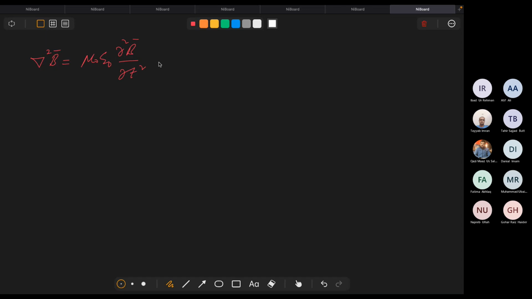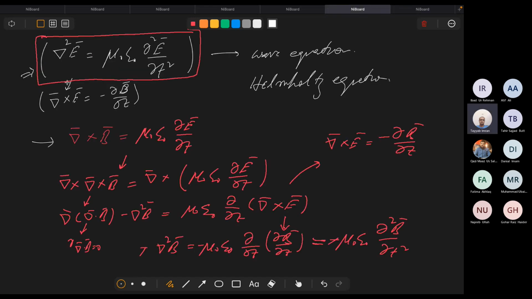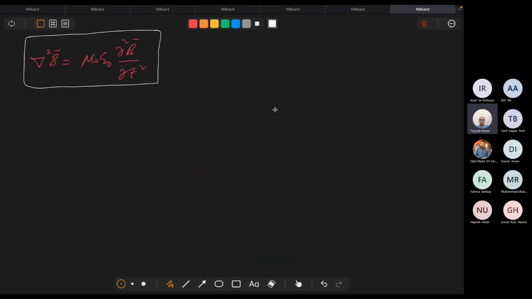∂t square. Okay, so this is the wave equation in the form of the magnetic field. That is the wave equation in the form of the magnetic field. This was for the electric field, okay, or this one is for the magnetic field.